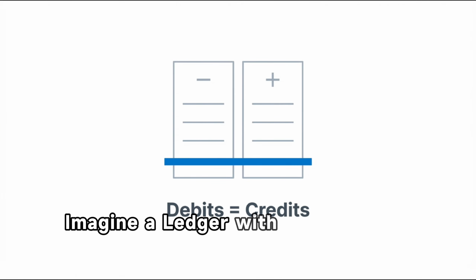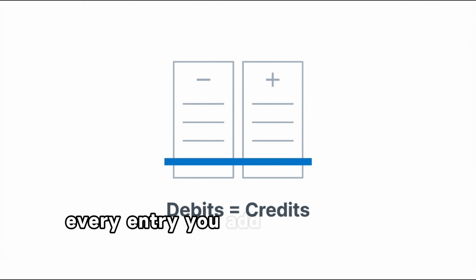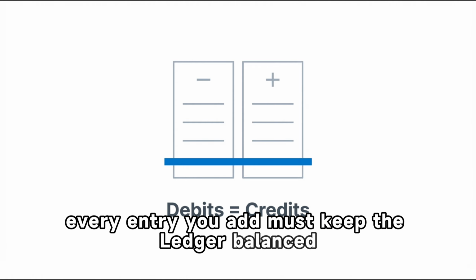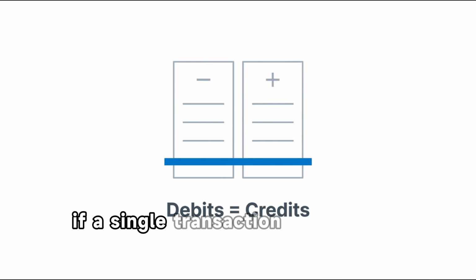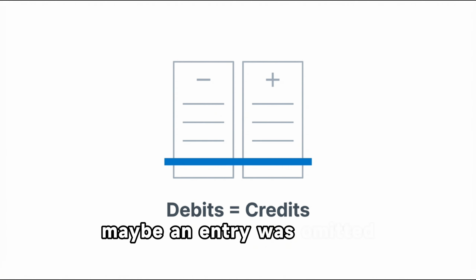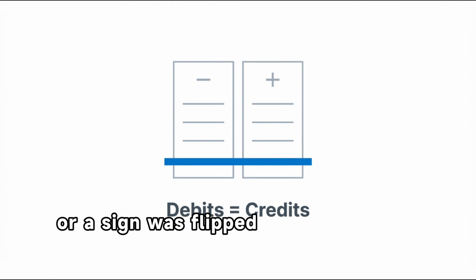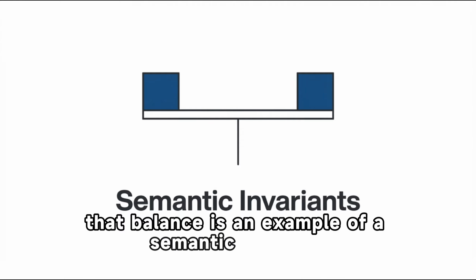Imagine a ledger with two columns, debits and credits. Every entry you add must keep the ledger balanced. The sum of debits equals the sum of credits. If a single transaction breaks that equality, something is wrong. Maybe an entry was omitted, or a sign was flipped, or a conversion failed. That balance is an example of a semantic invariant.